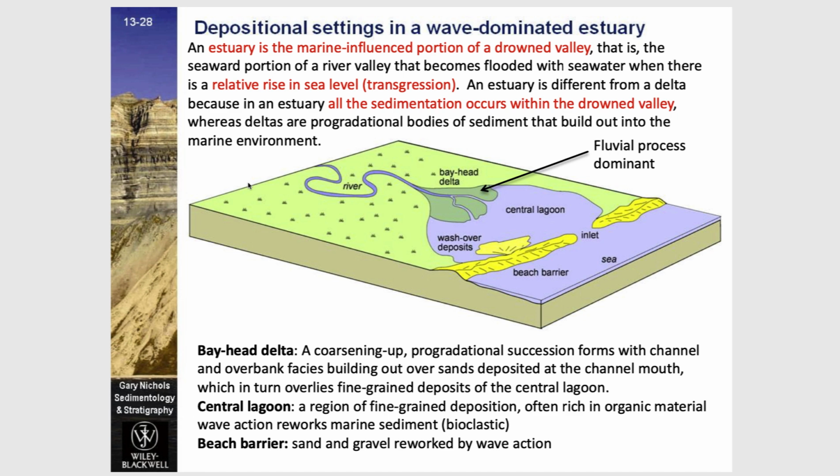So you form a drowned valley. These transgressions, of course, will lead to the formation of other things. Many times you form the central lagoon because you have a similar type of process we saw before, in which you are creating beach barriers again.